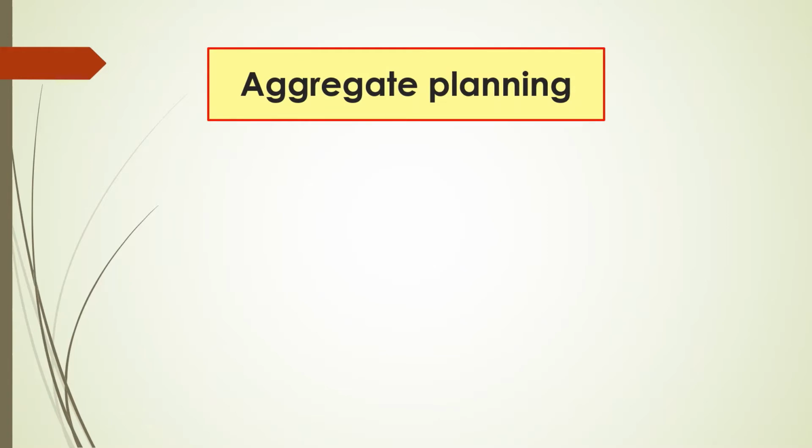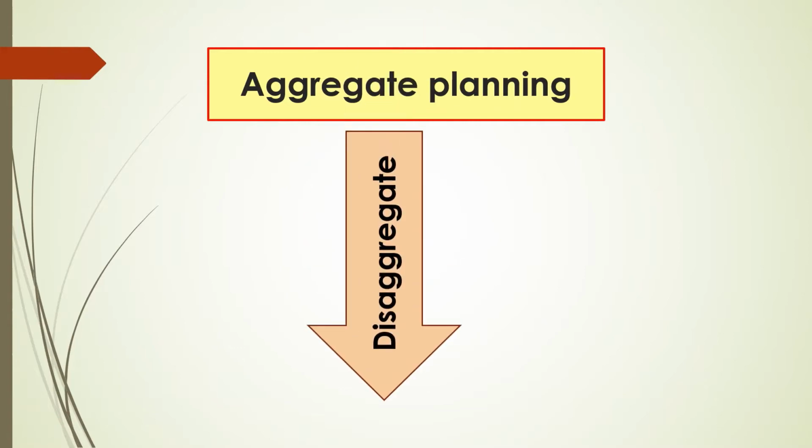Let me answer the second question first. For the production plan to be translated into meaningful terms for production, it is necessary to disaggregate the aggregate plan. This means breaking down the aggregate plan into specific product requirements in order to determine labor requirements, skills, size of workforce, materials, and inventory requirements.